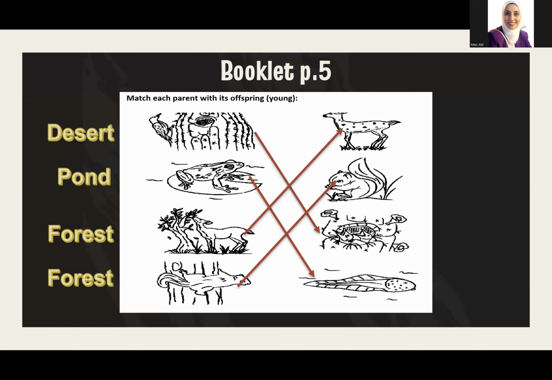Also, the frog cannot live in the desert because there are no ponds there, no bodies of water there. And you know that the frog needs water, so it cannot live there. The desert does not support the frog's needs. So no, not all the animals can survive in the same environment. Each animal has its own environment to survive. So this is our lesson for today.